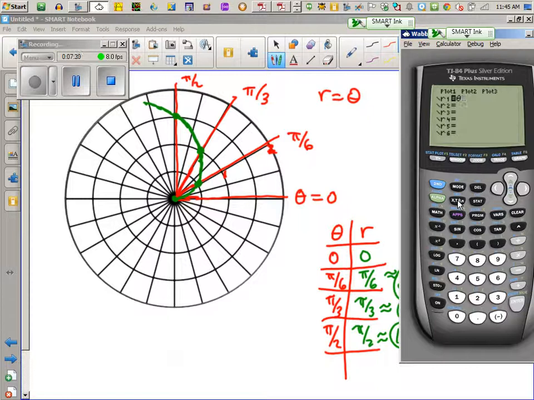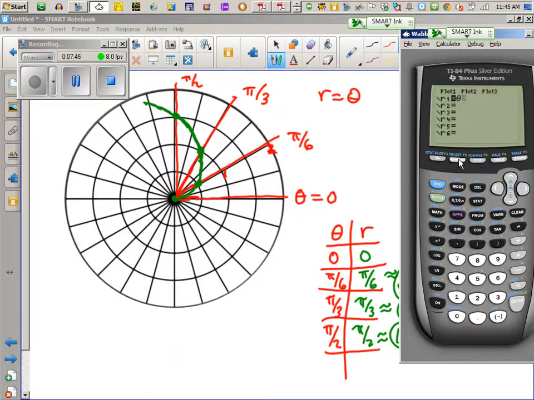Is anyone having trouble finding polar mode? It's crucial for your understanding this period. Does anyone have a Casio? Yeah, I know. You have the HP, right? Are you able to find polar mode? Yes. You're good? Okay, pretty important.